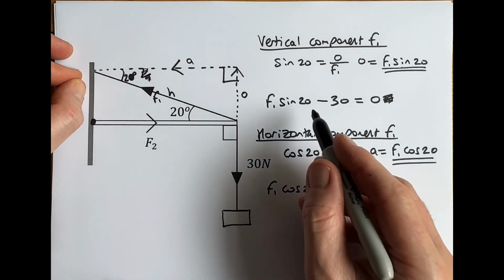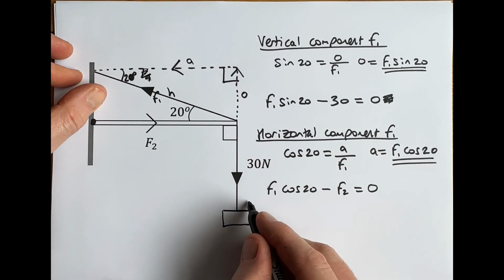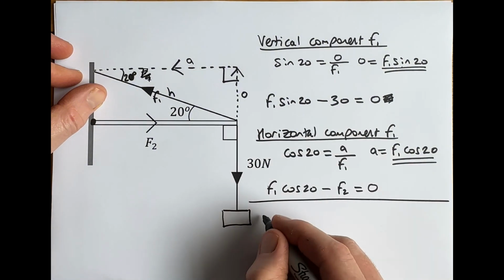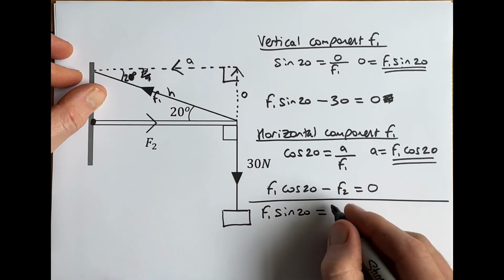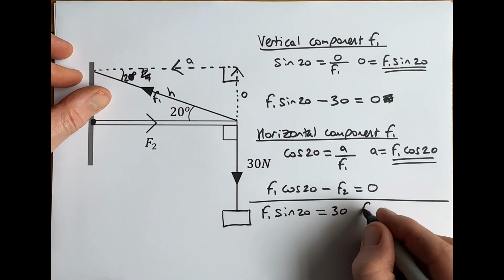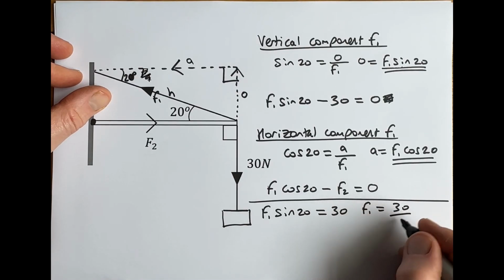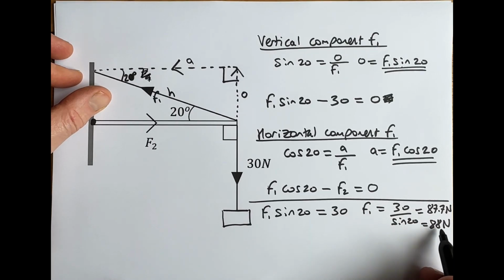So the first thing we can do is just solve this equation here. And this one's nice and easy to solve. So if I just draw a line there, and we'll solve this equation. F1 sine 20 equals 30. Just move that over there. And therefore F1 is equal to 30 over sine 20. And that will equal 87.7 newtons or 88 newtons, okay, if we round it to two significant figures in line with this data.